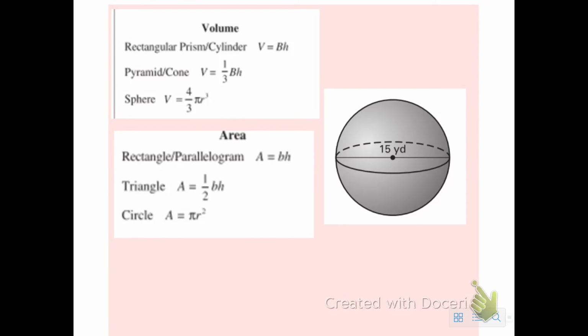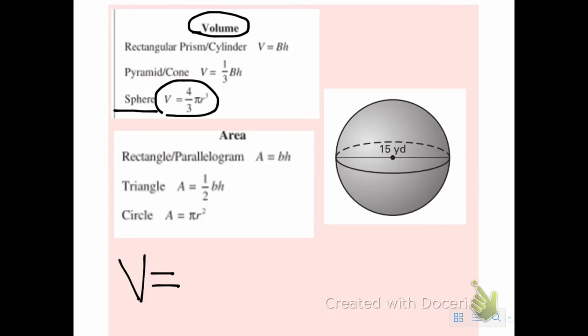The final example I want you to look at is an example of a sphere. It's a ball. So if I want to find the volume, I go to the volume part of my formula sheet. I find the word sphere because that's the shape. And the formula tells me to multiply 4/3 times pi r cubed. So if I want to find the volume, I'm going to say the volume V equals 4/3 times pi times r cubed.